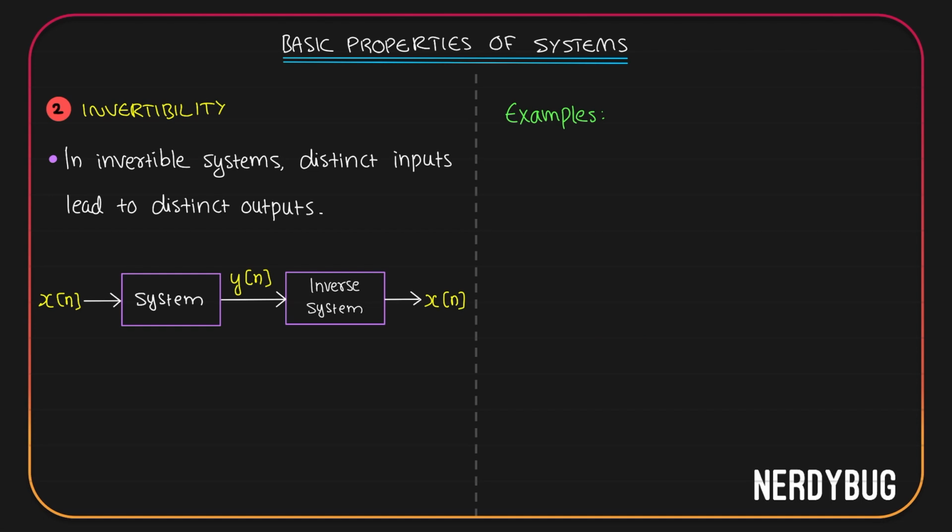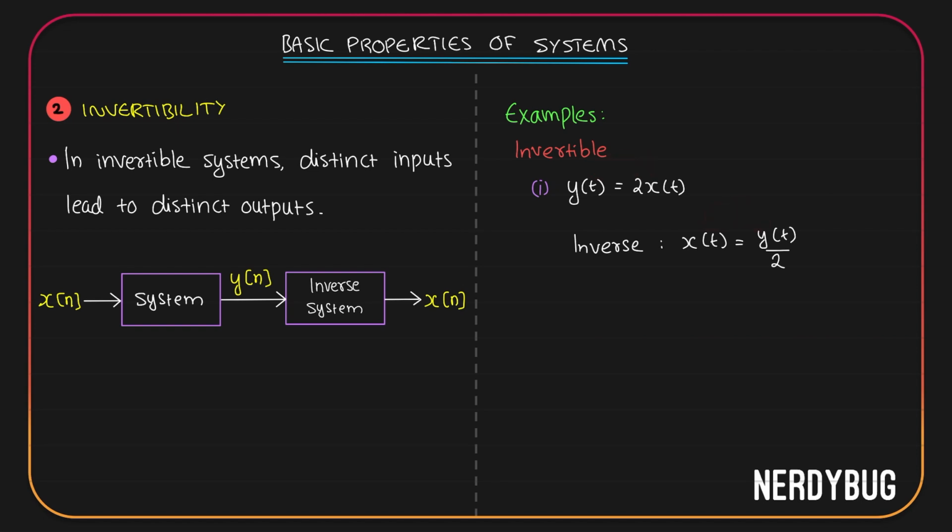Let us write some examples for invertible systems. The first one I'm going to take is y of t is equal to 2x of t. I can easily write the inverse. x of t is equal to y of t divided by 2. This is the inverse operation of this one.